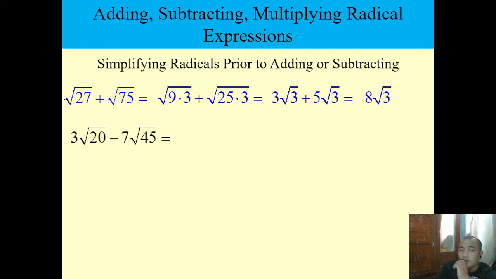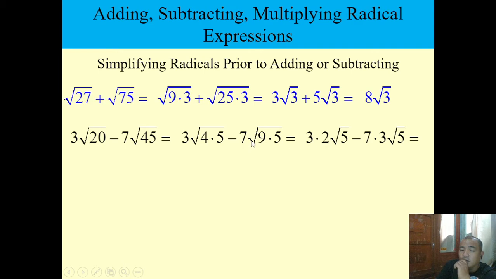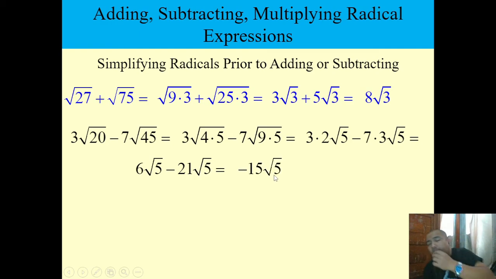How about this: 3 square root of 20 minus 7 square root of 45. Unlike radicals, but if we factor, we have 4 times 5 for 20, 9 times 5 for 45. So the square root of 4, multiplied by 3, is 3 times 2, 6. The square root of 9, multiplied by 7, is 7 times 3. So we have 6 square root of 5 minus 21 square root of 5. Now we can subtract them: 6 minus 21, negative 15 square root of 5.